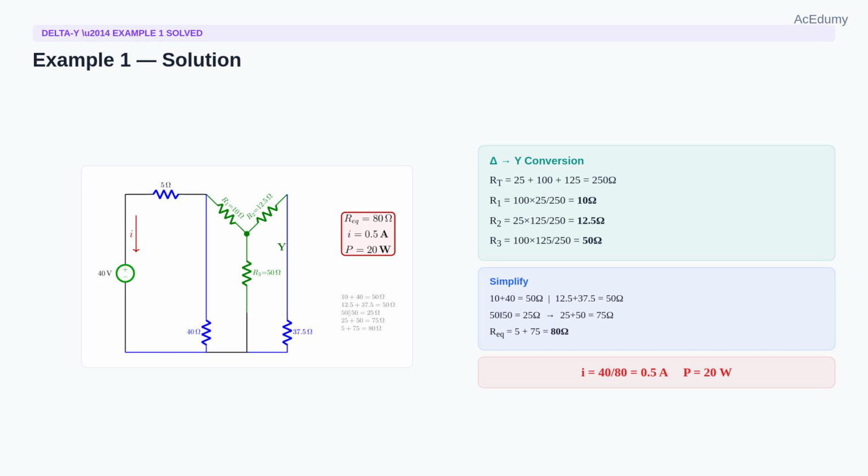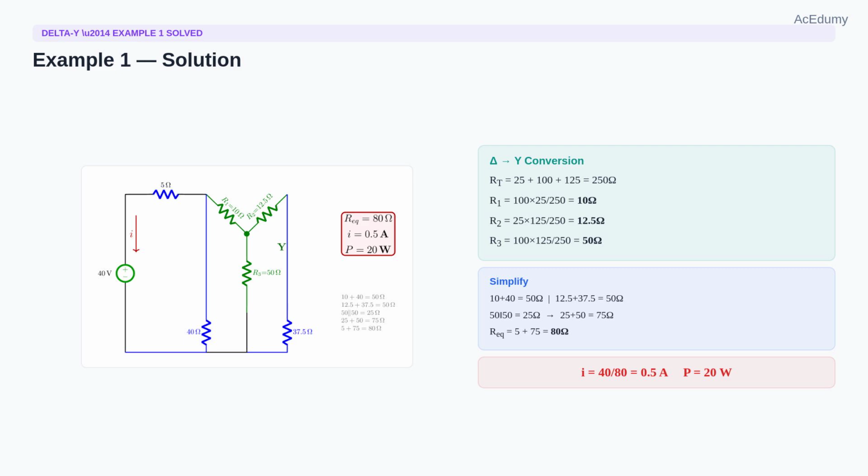On the left branch, R1 of 10 ohms is in series with 40 ohms, giving 50 ohms. On the right branch, R2 of 12.5 ohms is in series with 37.5 ohms, also giving 50 ohms. These two 50-ohm branches are in parallel. 50 parallel 50 equals 25 ohms. Add R3 of 50 ohms in series. 25 plus 50 equals 75 ohms.